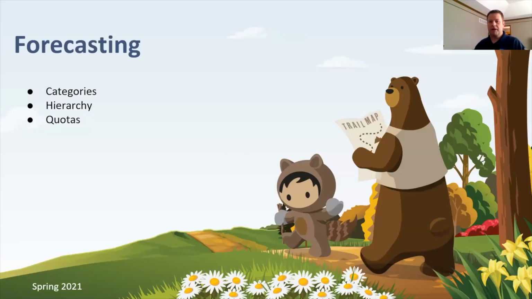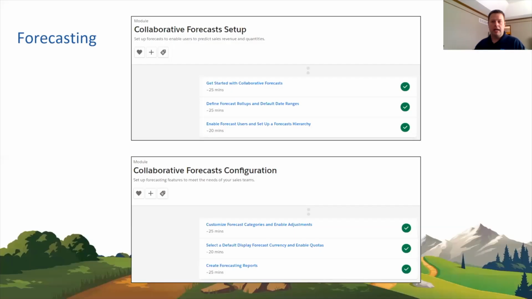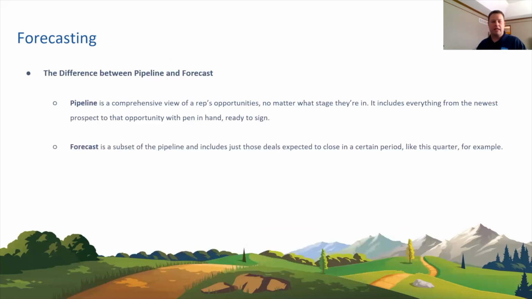Perfect. So I am covering forecasting today. And this is comprised of 2 modules here: the collaborative forecast setups and collaborative forecast configuration. And first thing, I found this definition on one of the Salesforce pages just to differentiate between pipeline and forecast. These words are kind of thrown around, and for me, it helped provide a little bit of clarity.